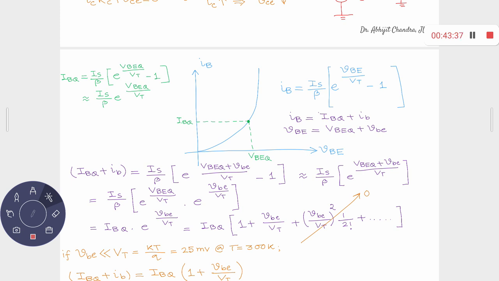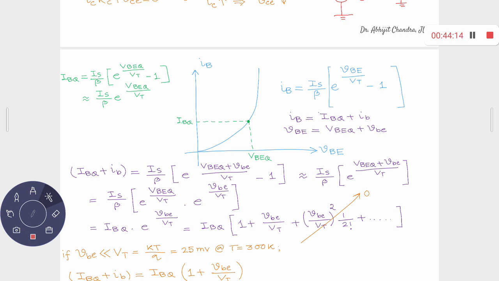E to the power M plus N means E to the power M times E to the power N. So E to the power (VBQ plus VB) by VT is nothing but E to the power VBQ by VT multiplied with E to the power VB by VT. Can you write this part? That one is IBQ. Then you have e to the power VB by VT. Okay? E to the power X. What is e to the power X? The expression for that is 1 plus X plus X square by factorial 2 and all these other terms. Right?